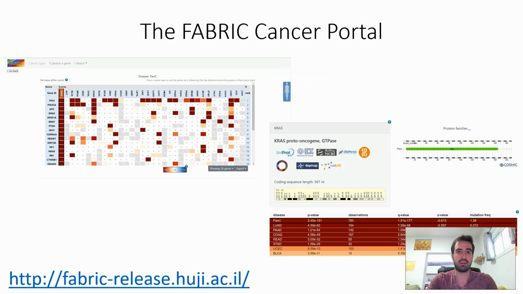Recently, we also developed the Fabric Cancer Portal to make those cancer results much more accessible. So you can look for any gene of interest out of the 20,000 protein-coding human genes. And you can get all the summary statistics of Fabric across all the different cancer types. And you can compare different cancer types and different genes.